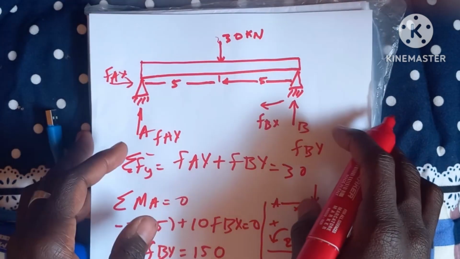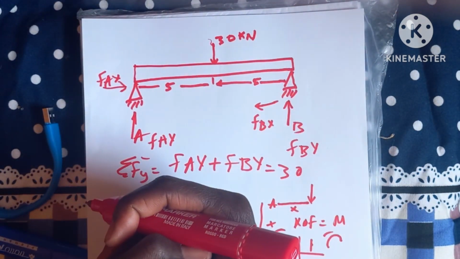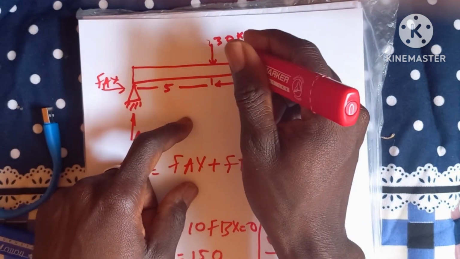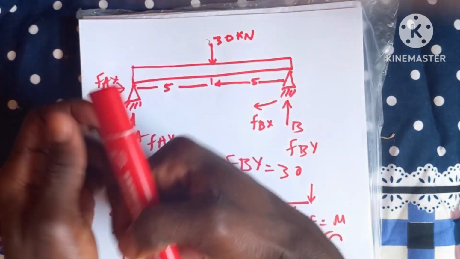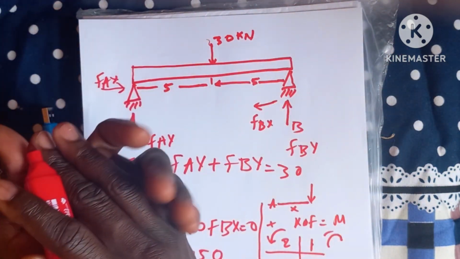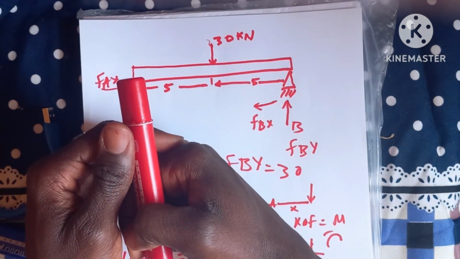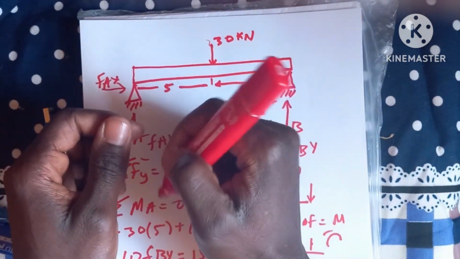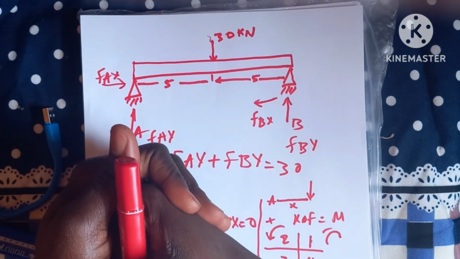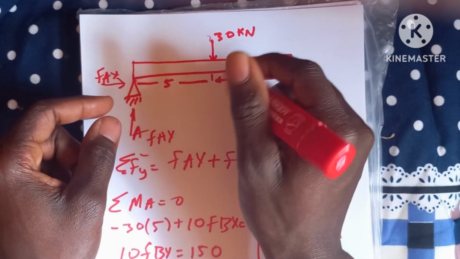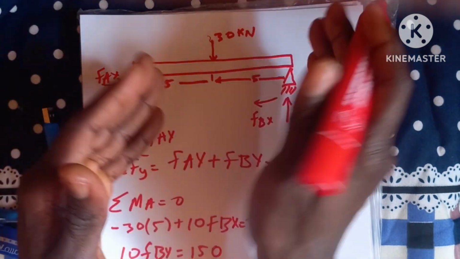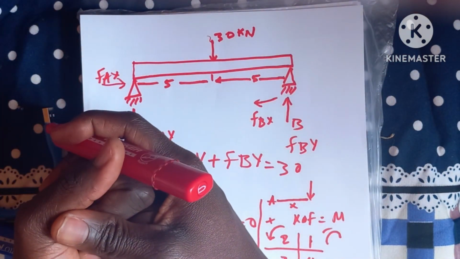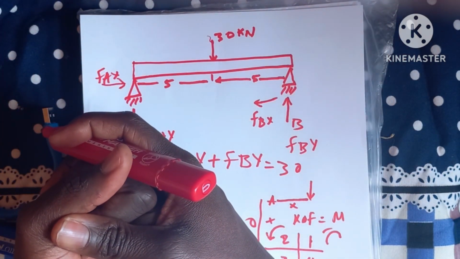So now let's analyze this problem. We have a 30 kilonewton force that is pointing down on this beam in the middle of this beam. We have a 30 kilonewton force that is pointing in the center of the beam with equal distance away from each of these supports. So that is the reason why we have equal magnitude for these reaction forces, right?